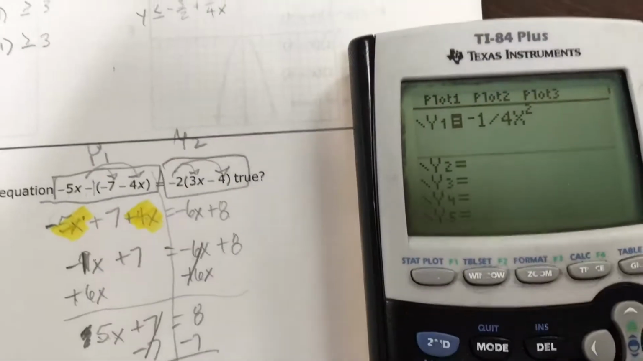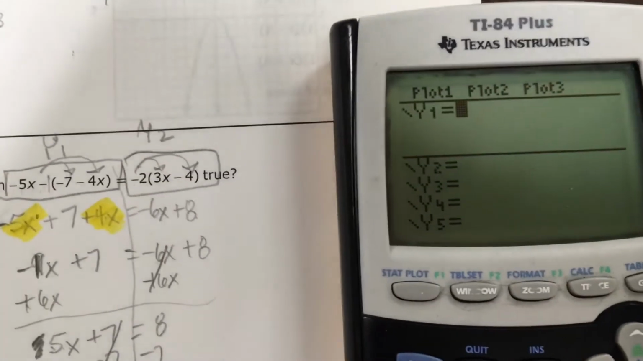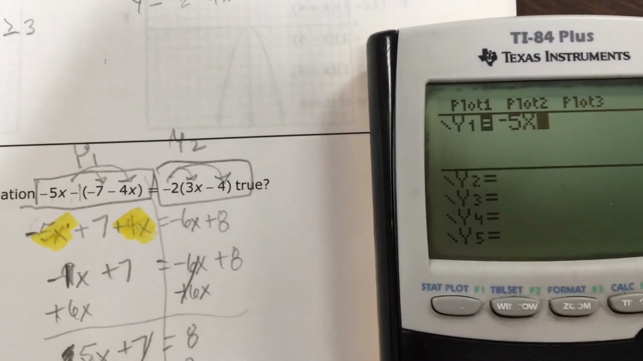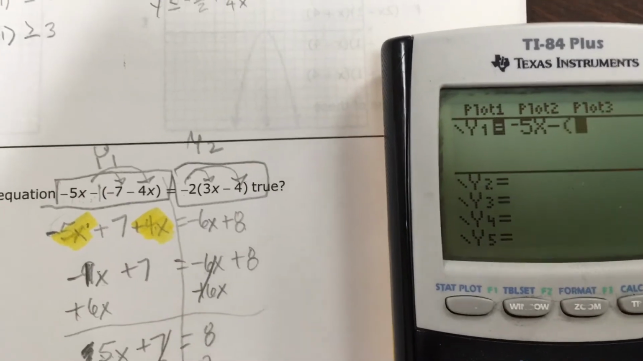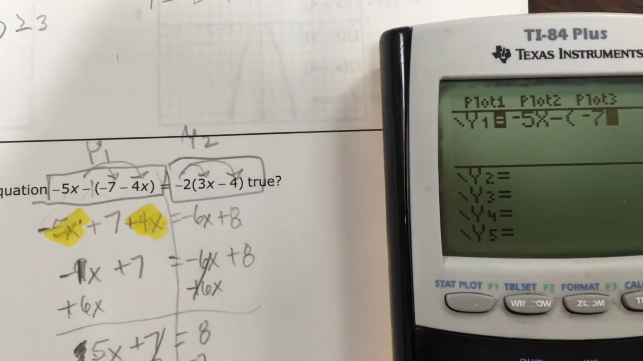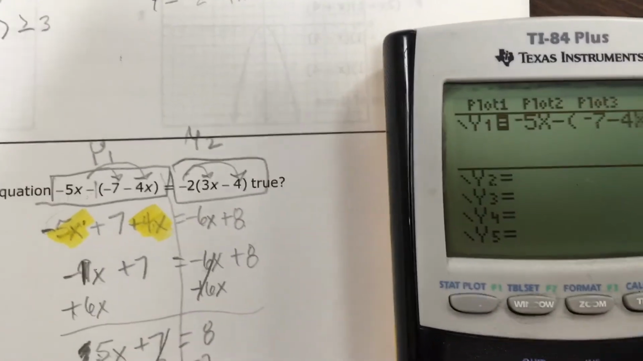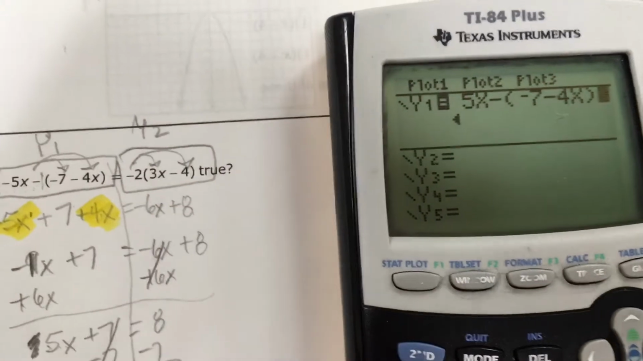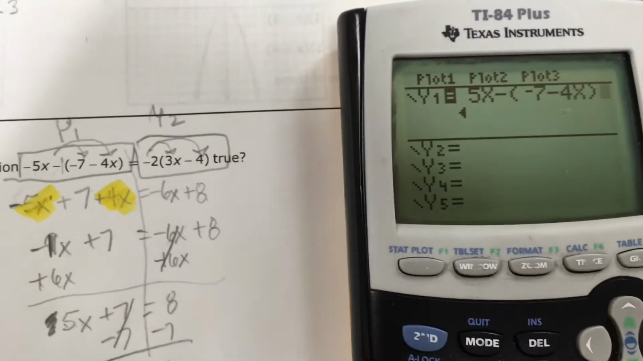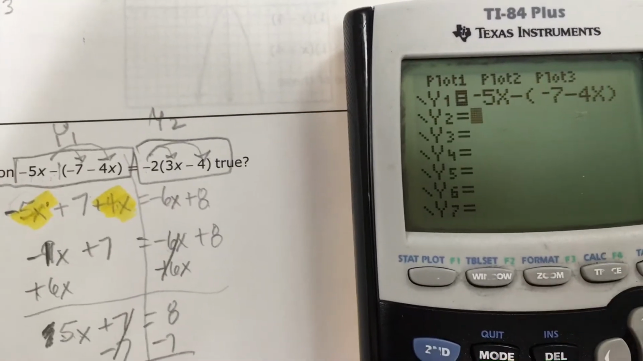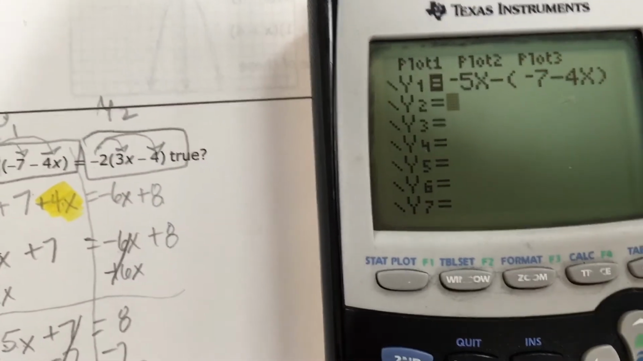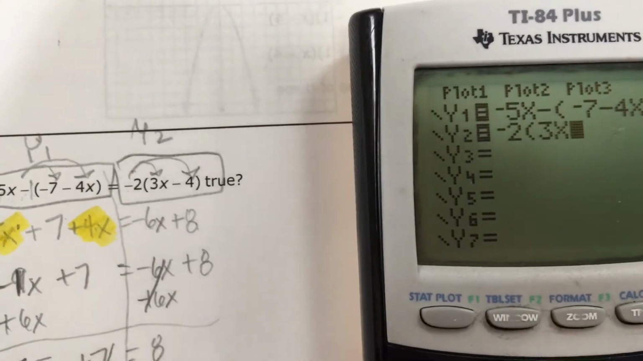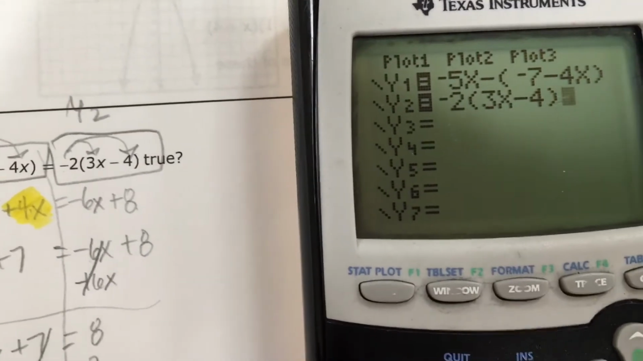So I go to y equals, clear that. I'm going to type in the first part of the equation in y1, so negative 5x minus parentheses negative 7 minus 4x close parentheses, and you can see I typed it in exactly the way it's written. You don't need to change anything or do any distributing or any extra steps. And then in y2, I'm going to type in the second part, so negative 2 parentheses 3x minus 4, close my parenthesis.